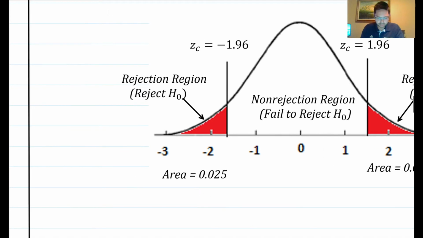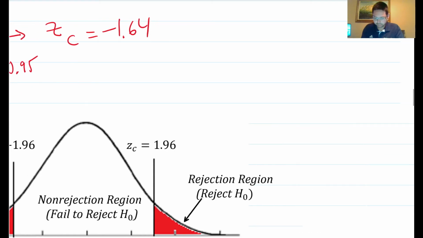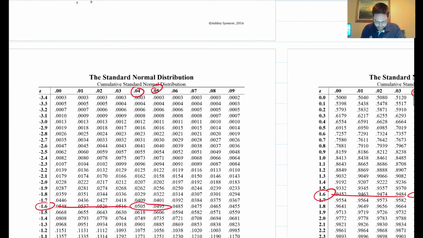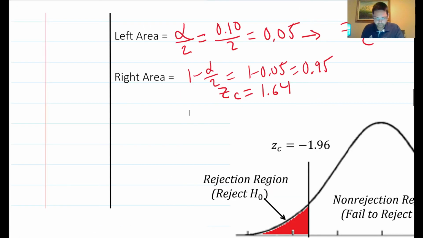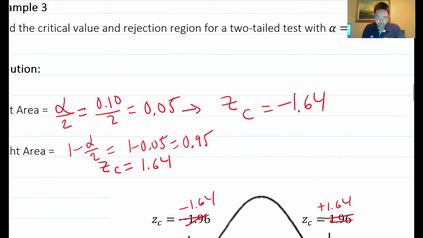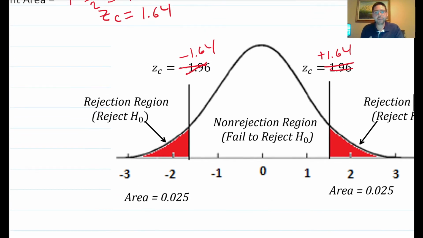Oh, wait, hold on. I might have messed up the numbers here. This is for a 10%, right? Yep, so that's incorrect. I apologize for that. This should say negative 1.64 and positive 1.64. All right, and that's for a 10%. Yep, okay, good. So those are the correct critical values.